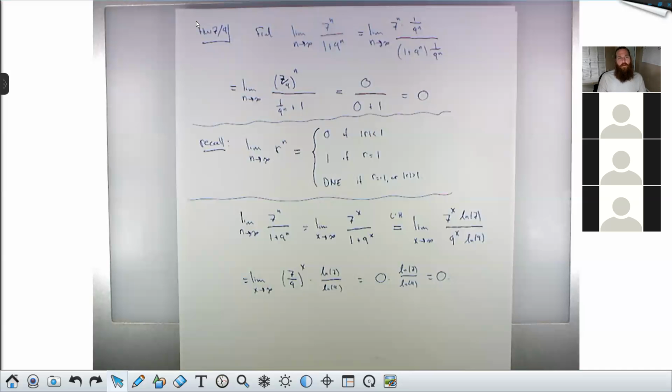So your very first thought should always be this renormalization trick. Find the fastest growing term and divide out everywhere by that. That should always be the first thing that we try. So the squeeze theorem could work here. L'Hopital's rule can work here. But all of that is more work than is necessary.